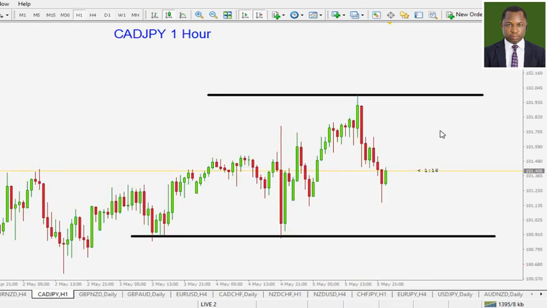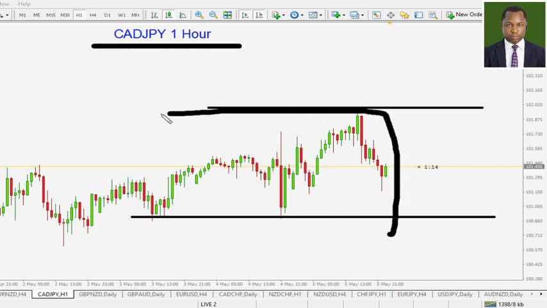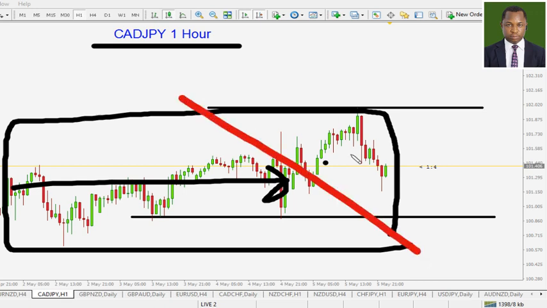Now the Canadian dollar against the Japanese yen, this is the 1 hour time frame. Well, we have analyzed this pair. You can see for the past few days this week, price has been busy doing nothing, and you cannot trade in this type of market condition. You cannot trade profitably in this type of market condition.